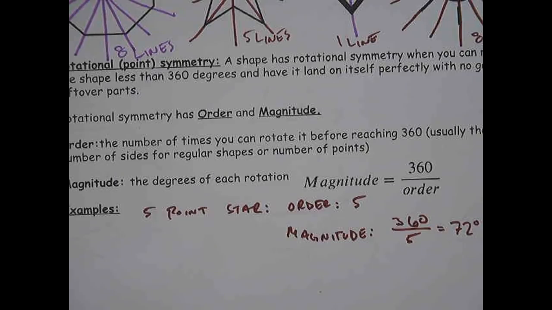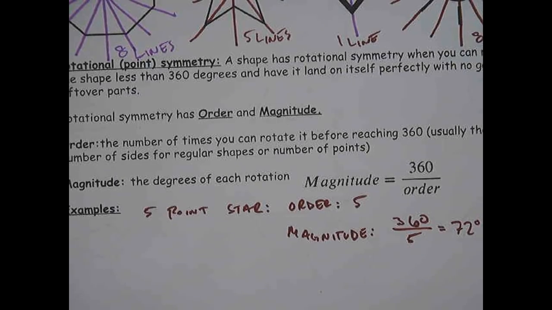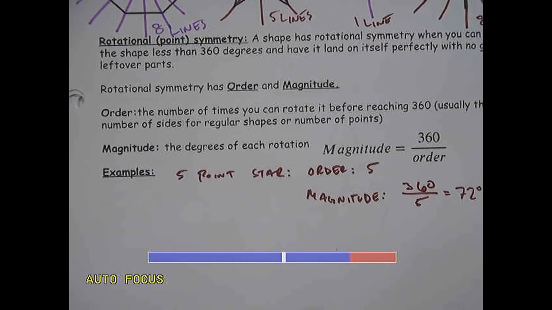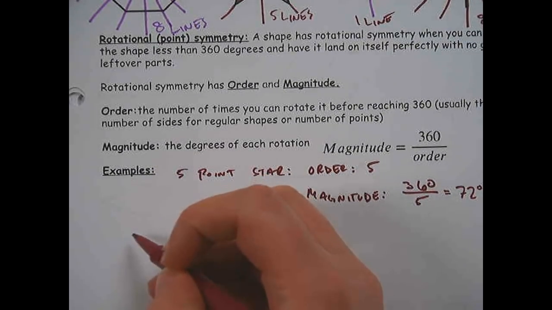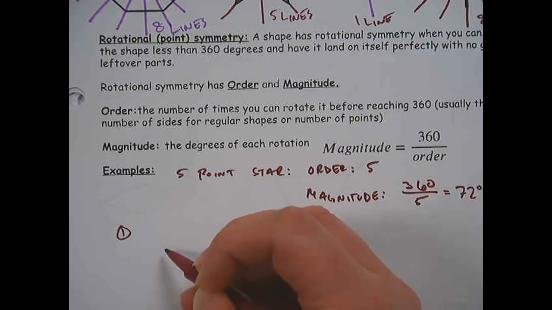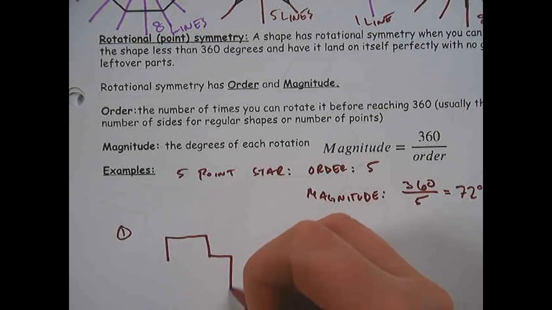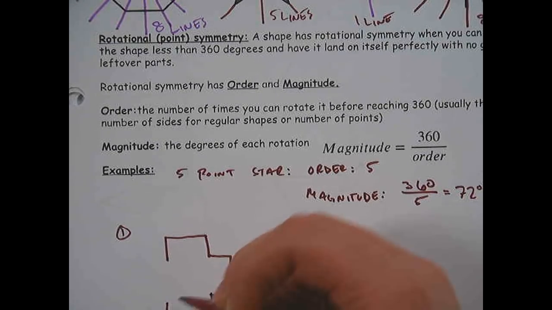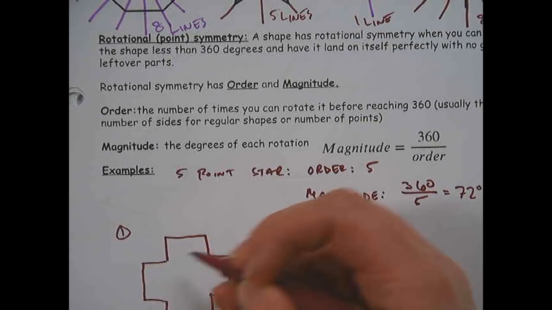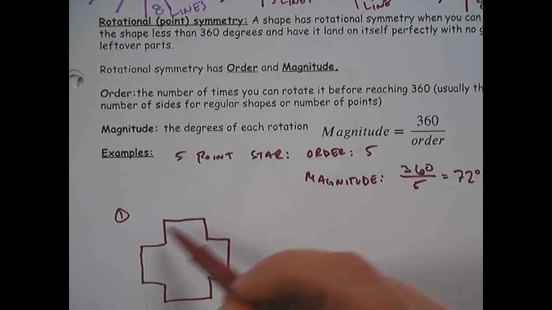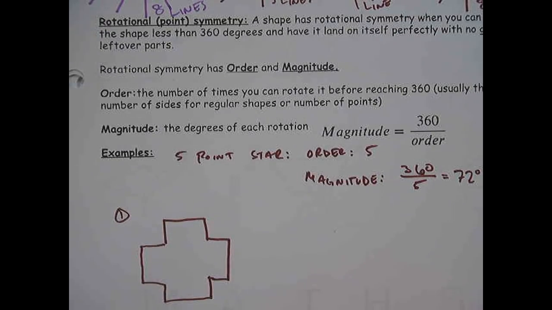So we can do this for a lot of different shapes that have rotational symmetry. So we're going to do a couple more examples here. So the first one I'm going to do is, and bear with my drawing skills here, pretend that these are all the same length and size and whatnot. But we've got this kind of plus looking shape here.